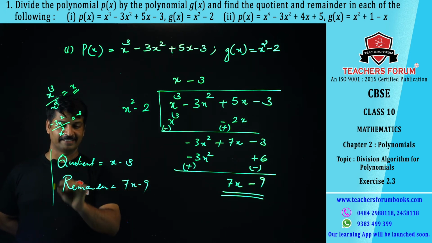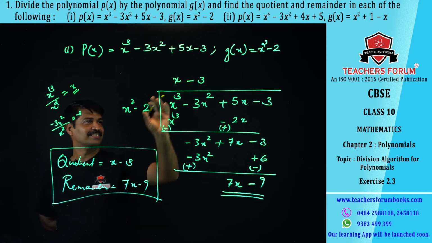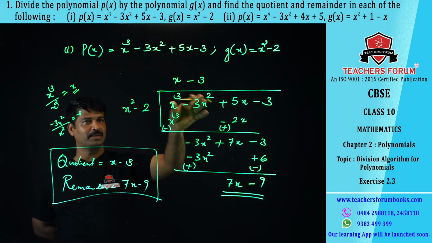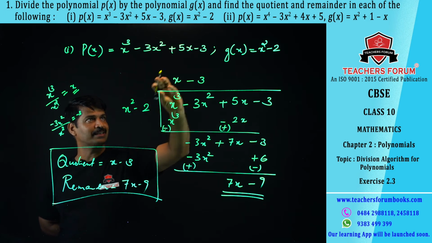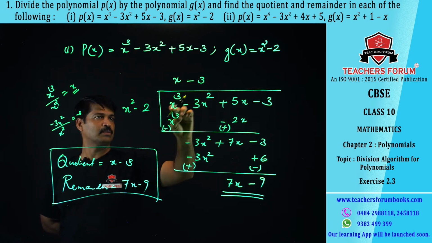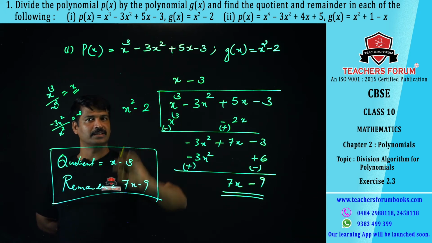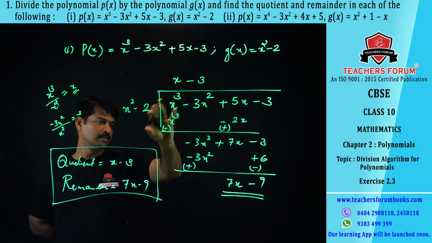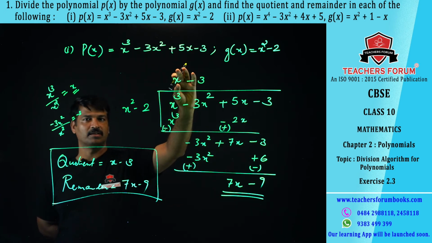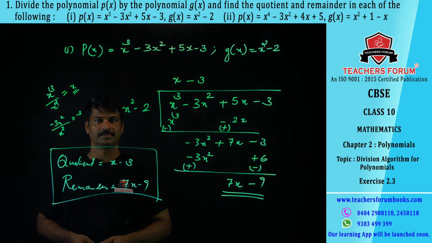I think it is clear. It's very simple. Divide p of x by g of x. The important thing is how to get this term. Take the first term of p of x, take the first term of g of x, just divide, and you will get the quotient term that you have to use here. Proceed, and you will get the quotient and remainder. Now let us solve the second one.